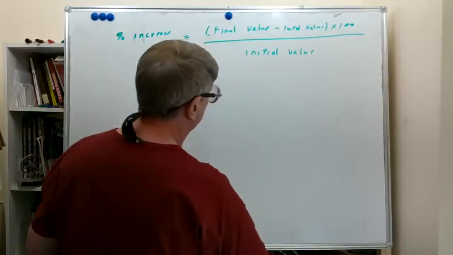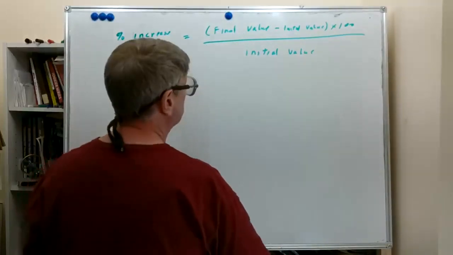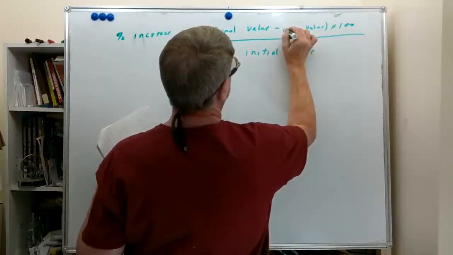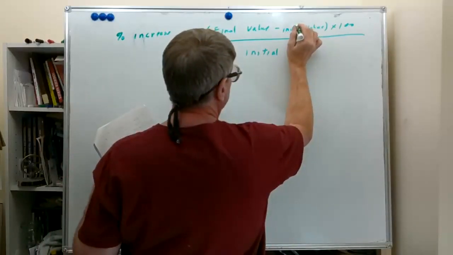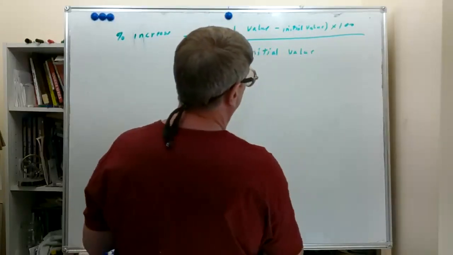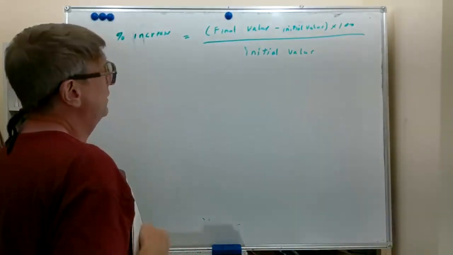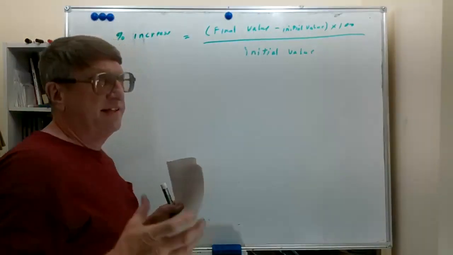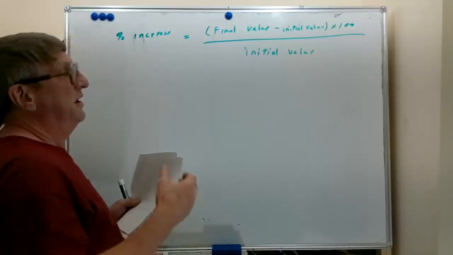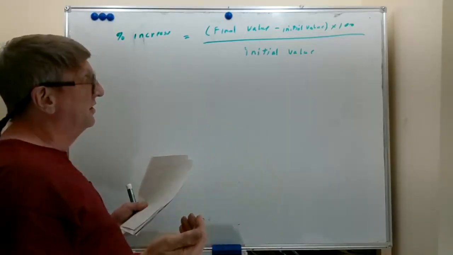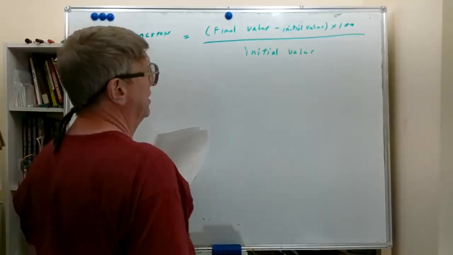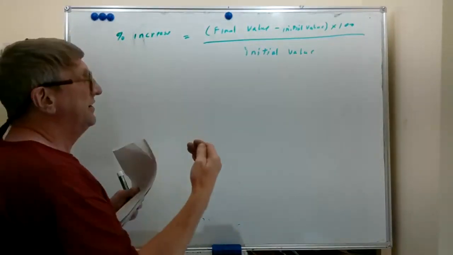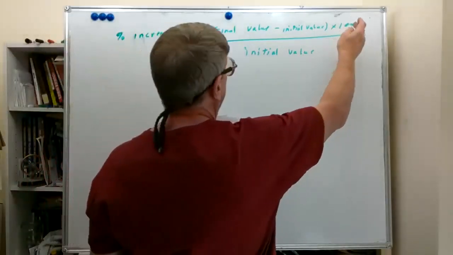I can just read it. So, final value minus initial value. That's how much the increase was. If it was $125 final, it started out at $100. That would be a $25 increase. The 25 on the initial value gave you the decimal version, the times 100 converted to percent.